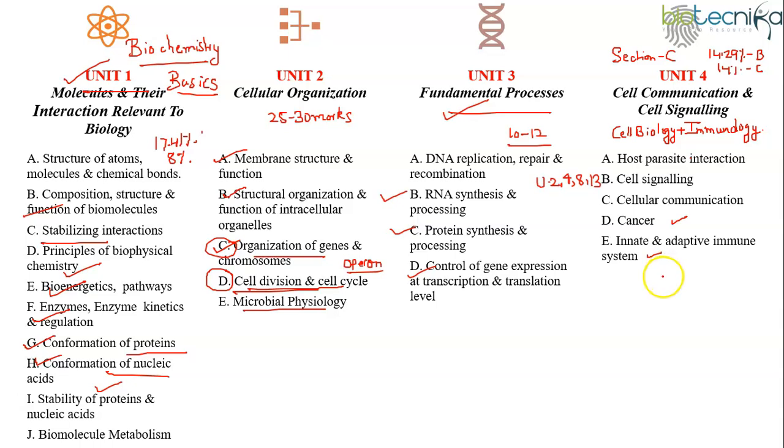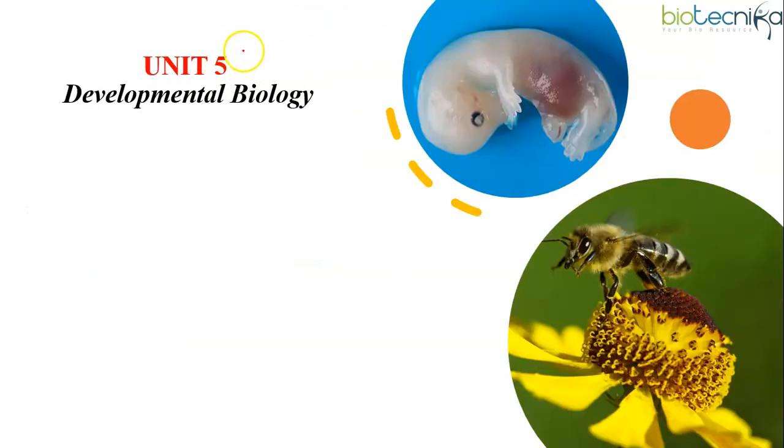So a thorough study of cell biology is a prerequisite for learning about cell communication. And among all the subunits A to E, all the subunits are crucial, but specifically subunits B to E, that is cell signaling, cellular communication, cancer, innate and adaptive immune system, are particularly important and often carry more weightage in the exam. So Units 1 to 4 are a must to study for every CSIR NET Life Sciences aspirant.